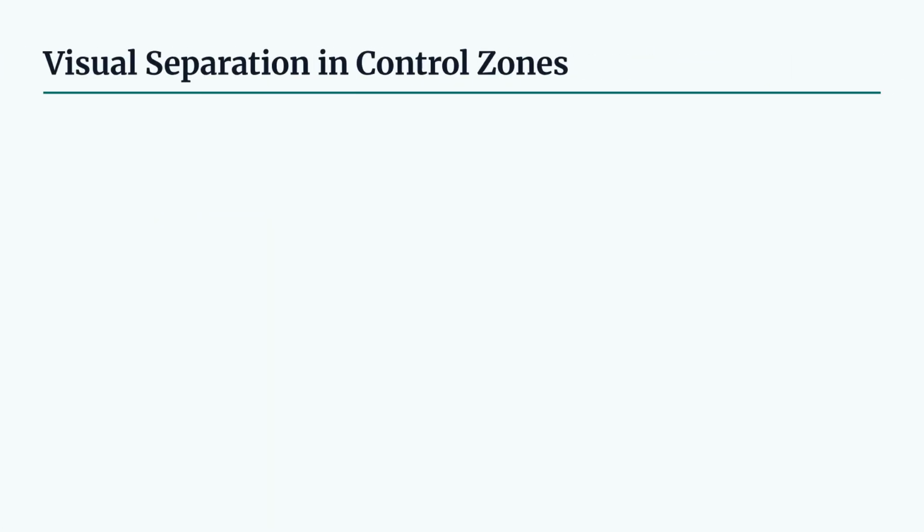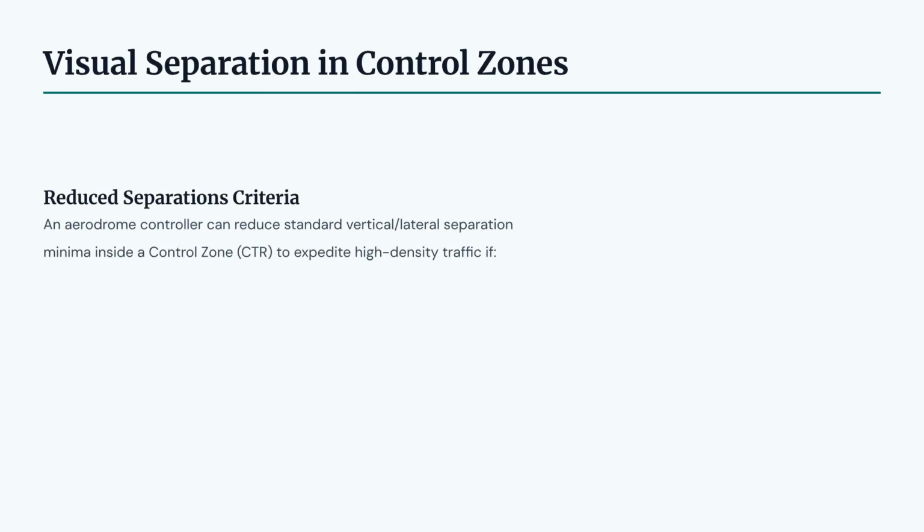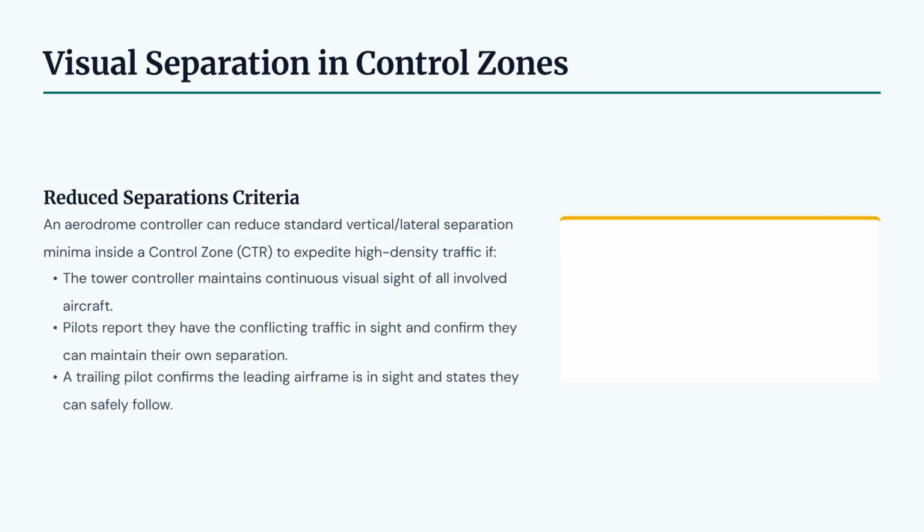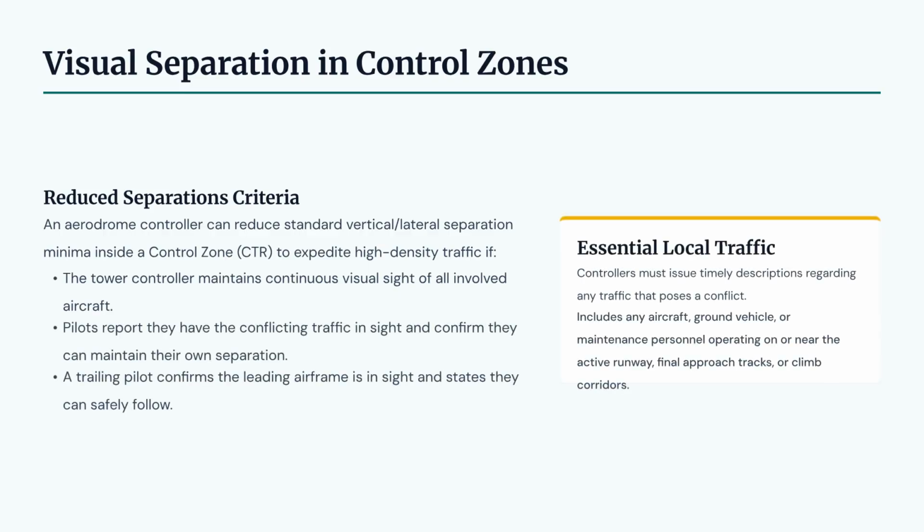In control zones, an aerodrome controller can use reduced separation criteria, provided the tower maintains continuous visual sight and pilots confirm they can maintain separation. Controllers must issue timely descriptions of all essential local traffic.